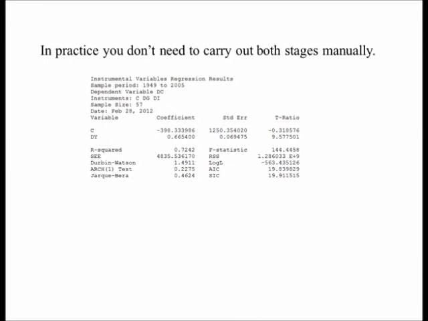Now, in practice, you don't need to carry out both stages manually. It's perfectly possible to do this in a single stage. What we do is when we specify the instrumental variable estimator, we just give it a list of all the instruments here. In this case, C, DG and DI, and it will calculate the estimator without actually physically doing the first stage. So most computer packages automate the process of doing two-stage least squares.